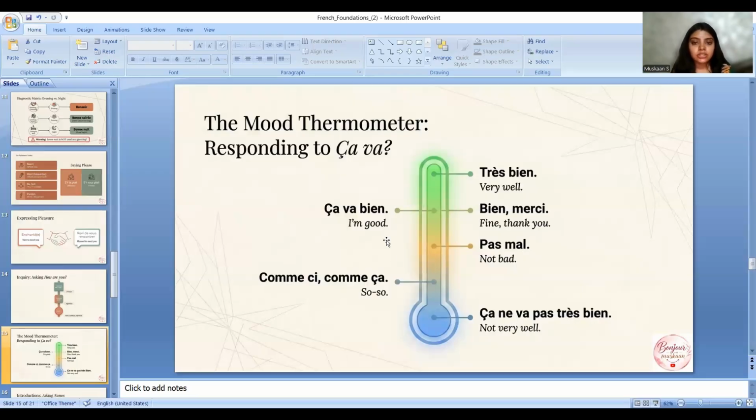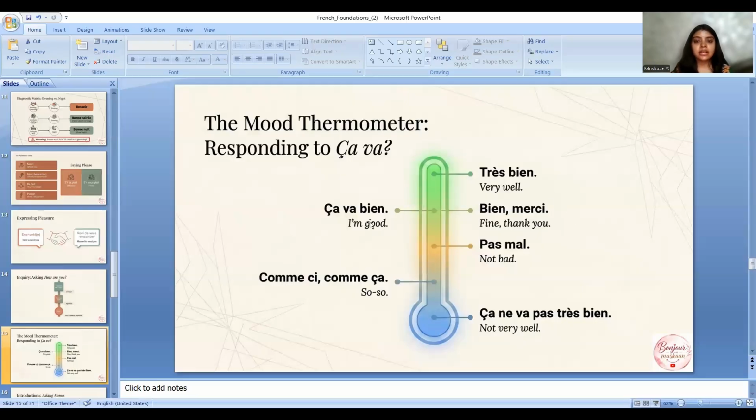So first is I'm good, "ça va bien." Very well, "très bien." Fine, thank you, "bien, merci." Not bad, "pas mal." So-so, "comme ci, comme ça." Not very well, "ça ne va pas très bien."